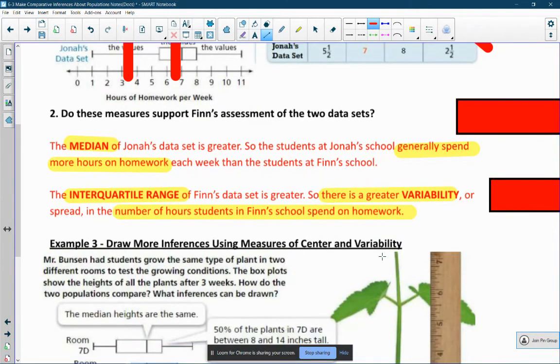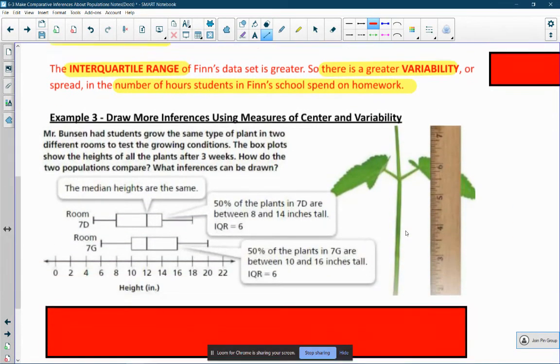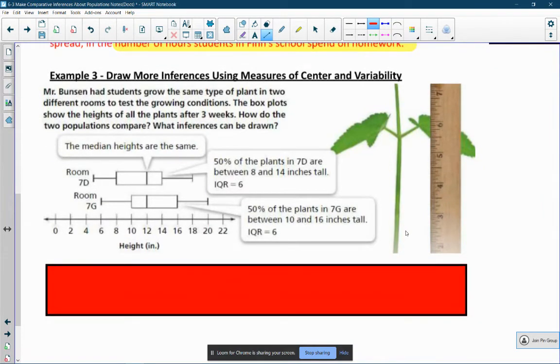Last example, and all this stuff we're going to go over again at the end of this lesson. Okay. Example 3. We're going to draw some more inferences using measures of center and variability. It says Ms. Bunsen had students grow the same type of plant in 2 different rooms to test the growing conditions, right? So she wanted to see how something grew in one room as compared to another room.